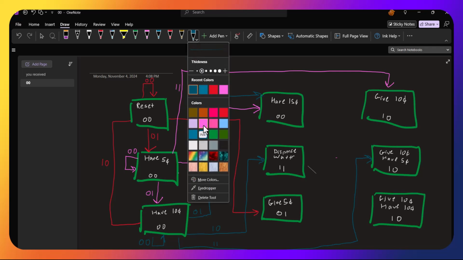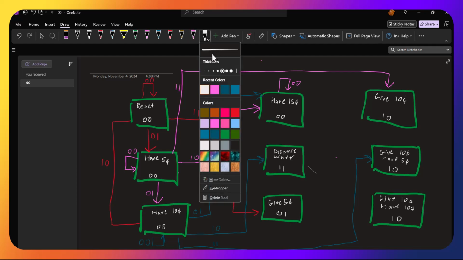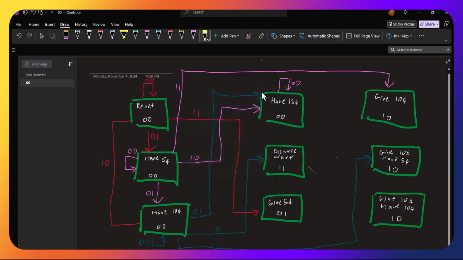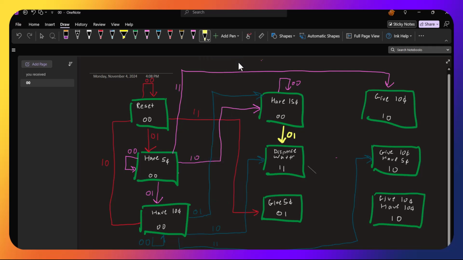If you have 15 cents and you don't do anything, you stay where you are. If I have 15 cents and I put in 5 cents, I dispense water. If I have 15 cents and I put in 10 cents, I give 25 cents change. If I have 15 cents and I put in 25 cents, then I have 30 cents.